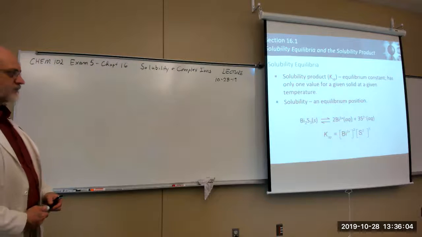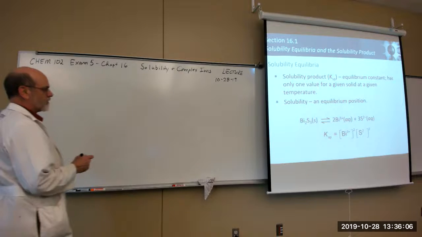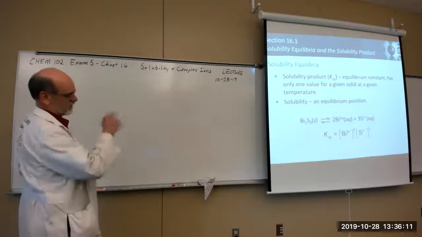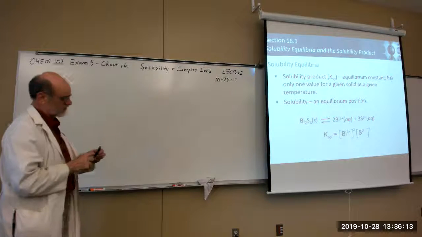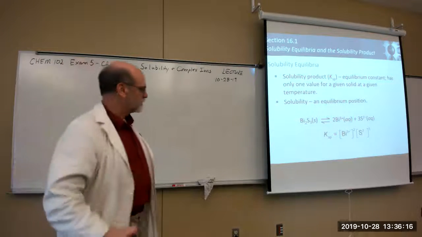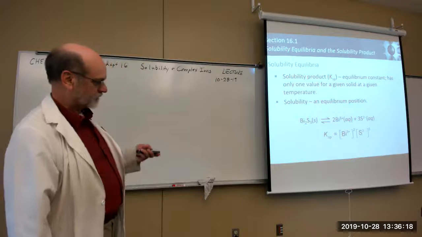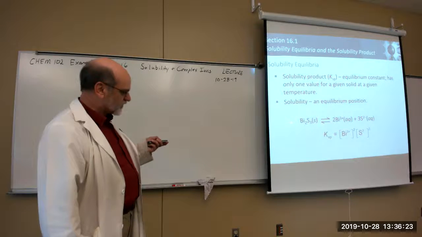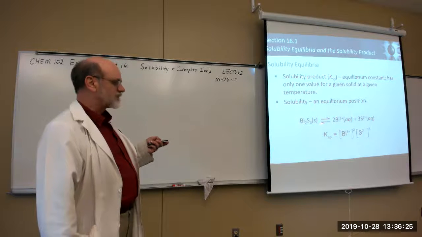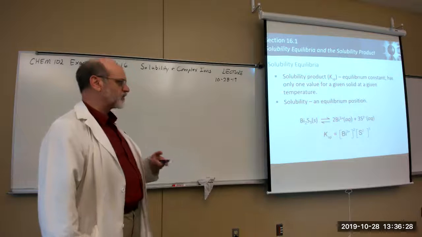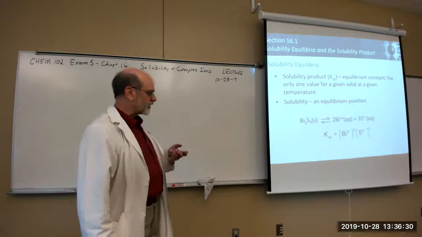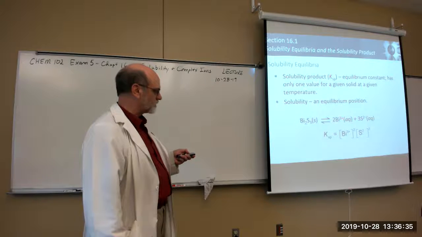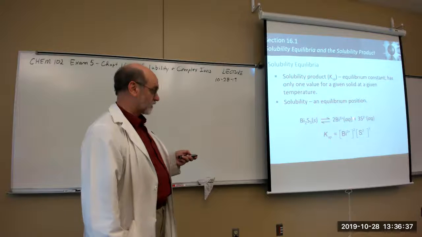So solubility. When we have a compound, bismuth sulfide is a good example as any. It's a solid, even in solution. So most of it is going to be solid. But some of it, like I said earlier, will go into solution. You'll have some bismuth ions, and you'll have some sulfide ions in solution.